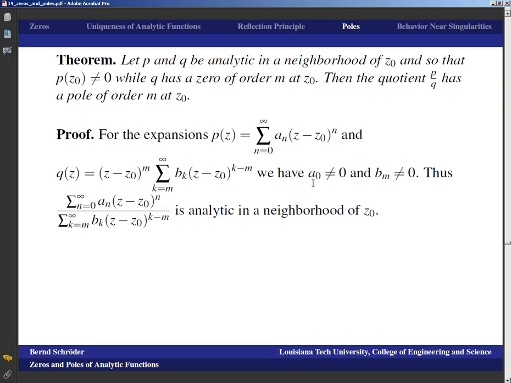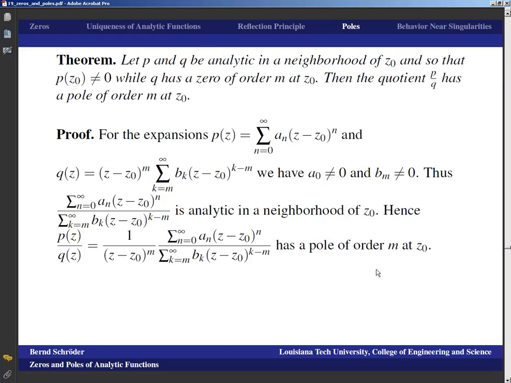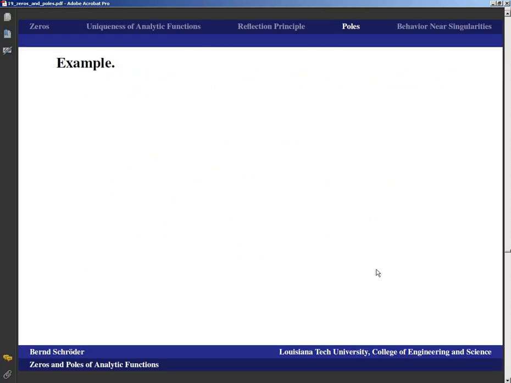We have that a0 is not equal to 0, and bm is not equal to 0, and that means that the quotient of the power series parts is analytic in a neighborhood of z0, and hence p of z over q of z is 1 over z minus z0 to the m. Hang on here. There we are. P of z over q of z is therefore 1 over z minus z0 to the m times an analytic function, and that means it has a pole of order m at z0.